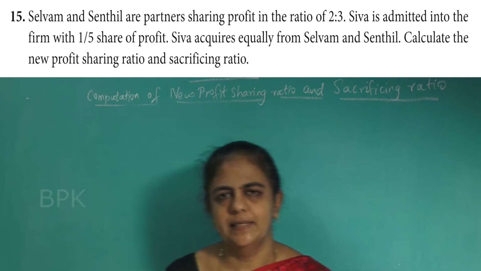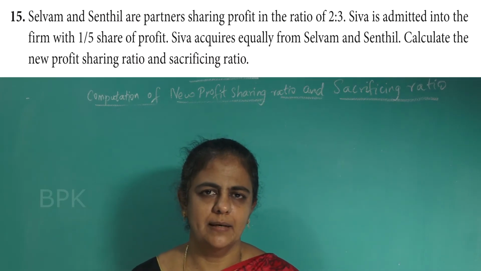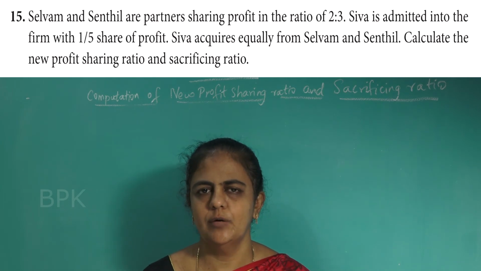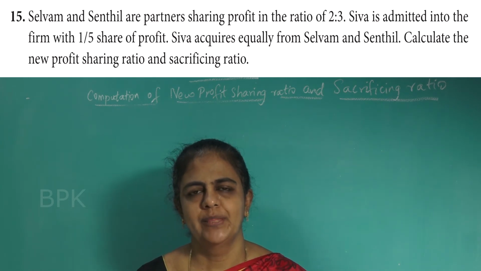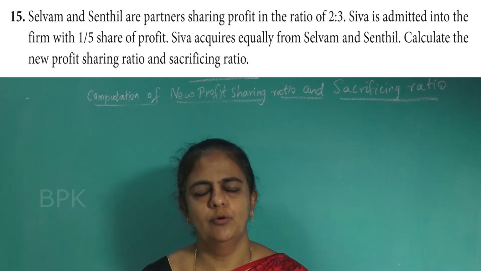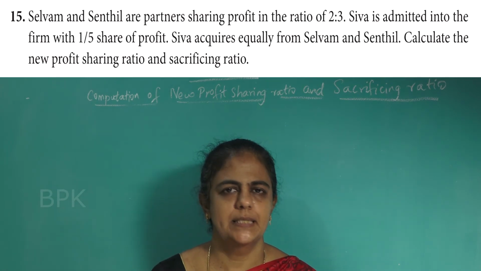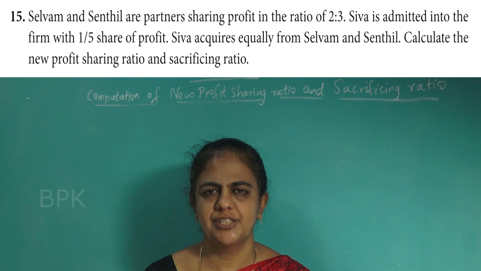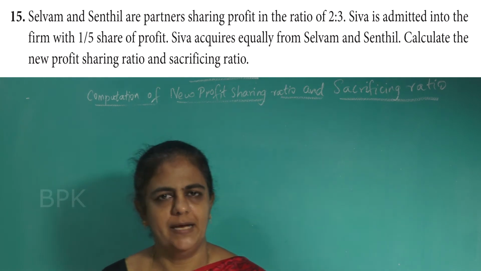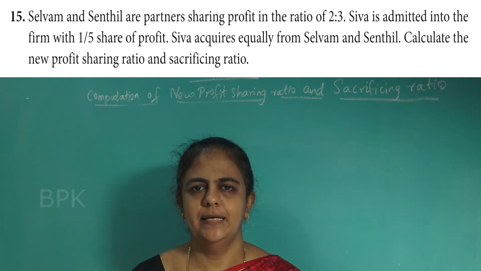Now see this question. Selvam and Senthil, they both are partners. Their old ratio is given. What is their old ratio? 2 is to 3. Now a new partner is coming. Who is the new partner? Siva is the new partner. What is Siva's share? Siva's share is 1 by 5. And how is he taking this 1 by 5?